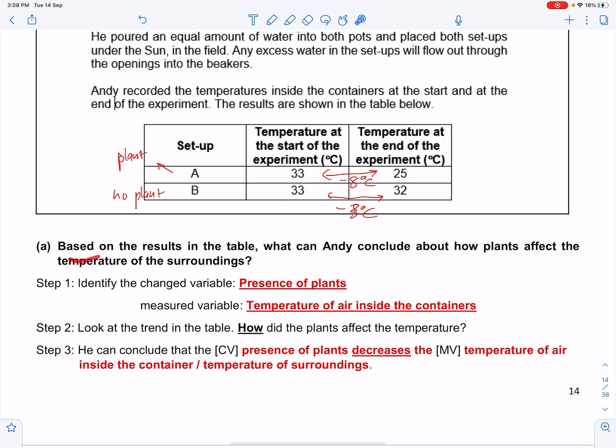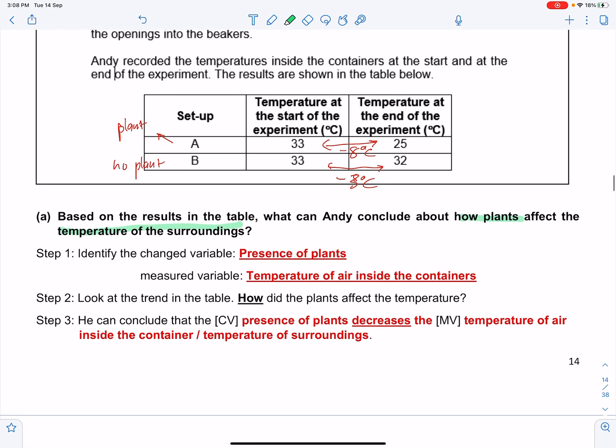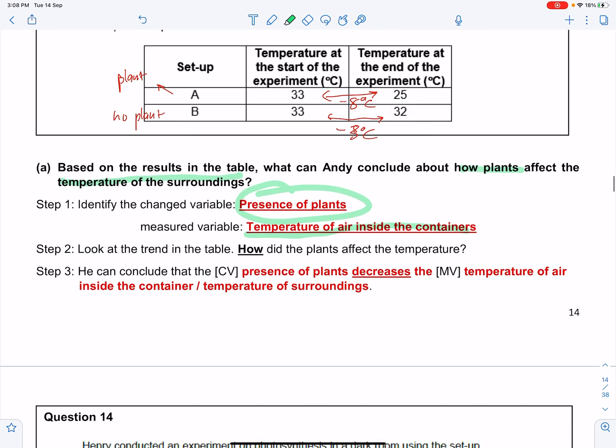So then they ask, based on the results in the table, what can Andy conclude about how plants affect the temperature? So first step, identify the change variable, which is the presence or absence of plants. And the measured variable is the temperature, which we have already talked about. Okay, so what is the trend? You realize that with the presence of plants, it decreases the temperature of air, as shown in your experiment.